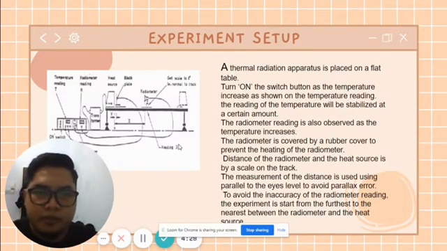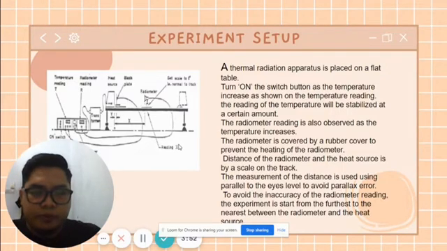The radiometer is covered by a rubber cover to prevent the heating of the radiometer. Also, the distance between the radiometer and the heat source is measured by a scale on the thread. The measurement of the distance will be taken parallel to eye level so that we can avoid parallax error. Also, to avoid inaccuracy of the radiometer reading, the experiment starts from the furthest to the nearest distance between the radiometer and the heat source.